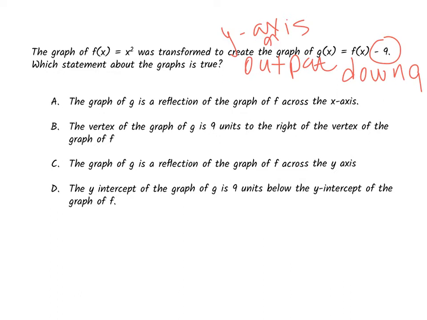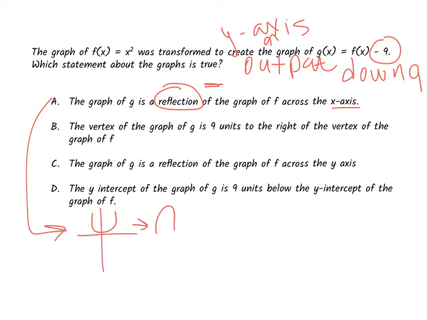Okay, so the graph is a reflection. Anytime it's a reflection, there has to be a negative sign involved across the x-axis. So if I go across the x-axis, I am changing the output. I'm going from something that looks like this to something that looks like this. So if you can imagine it on the grid, now it looks like that. So that rule would be opposite f of x.